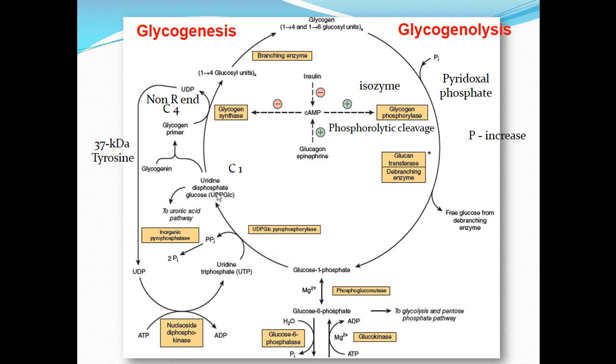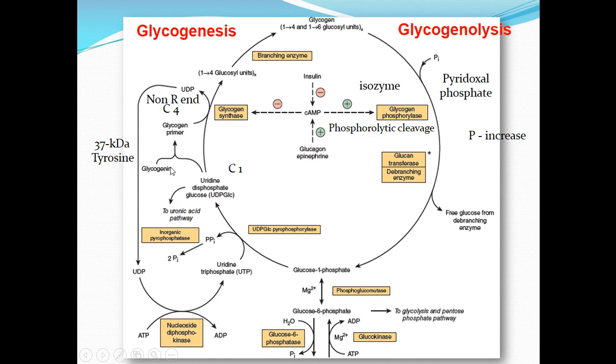This UDP glucose pyrophosphorylase enzyme has low Km for glucose 1-phosphate and is present in relatively larger amount, so it is not a regulatory step in glycogen biosynthesis.